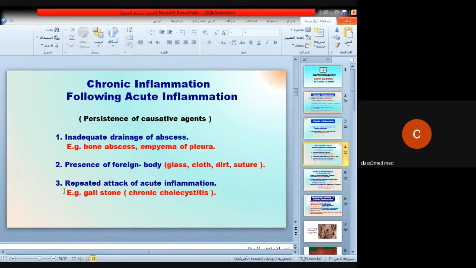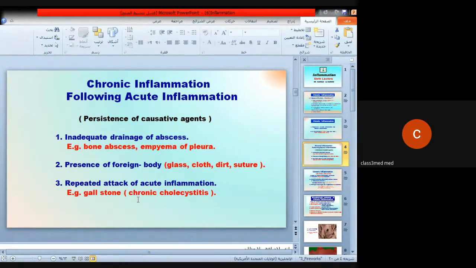Third, a repeated attack of inflammation, as in the presence of a gallstone in chronic cholecystitis. The patient has a gallstone. The first attack of inflammation will be acute inflammation. Acute inflammation subsides after 2 or 3 months. There is a repeated attack, because the stone is still present. So there is a repeated attack.